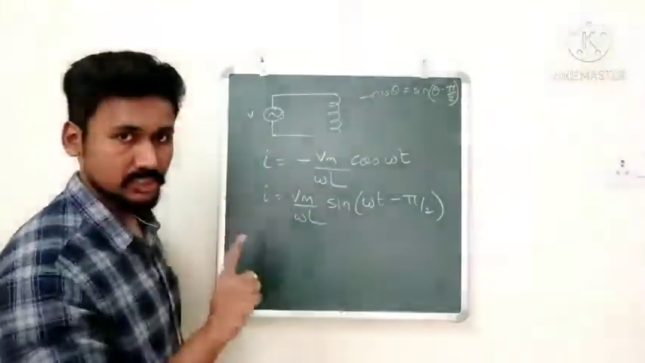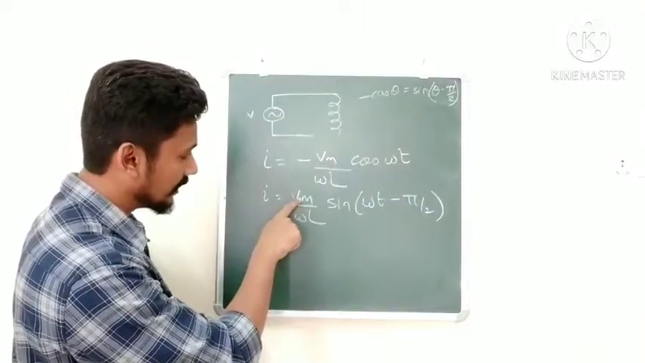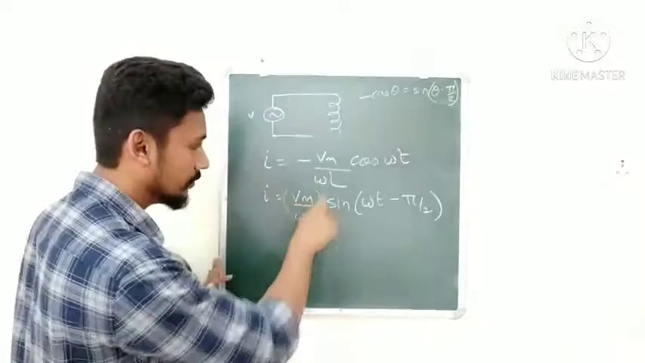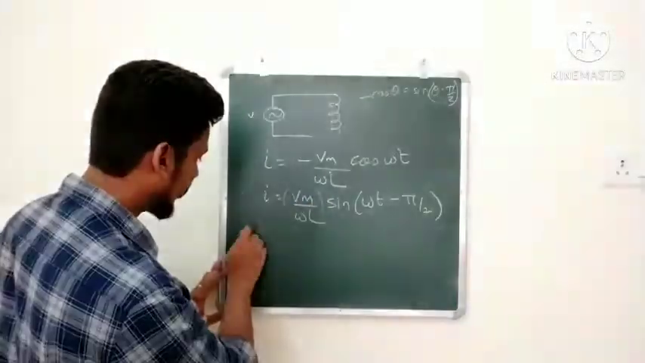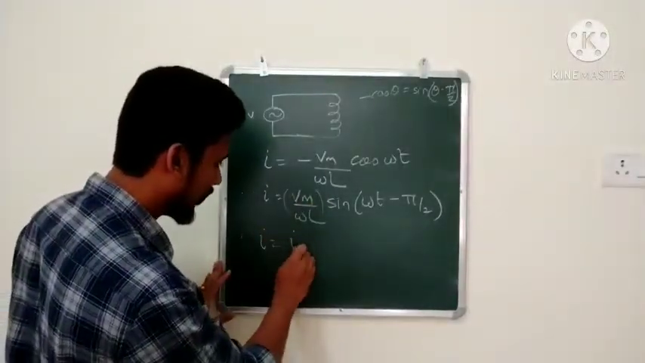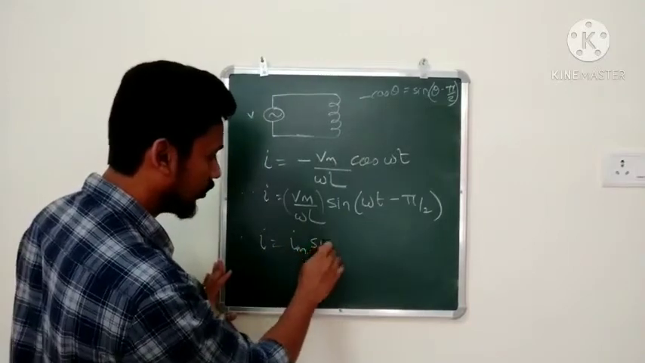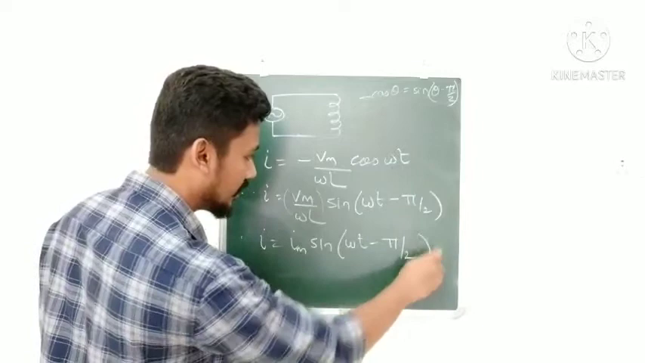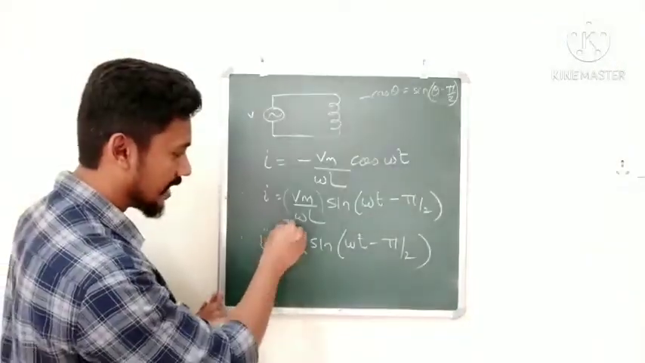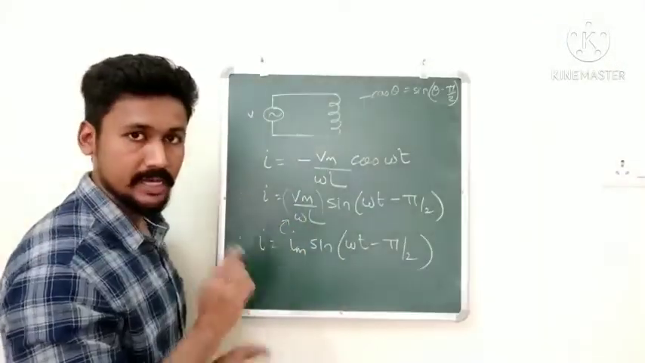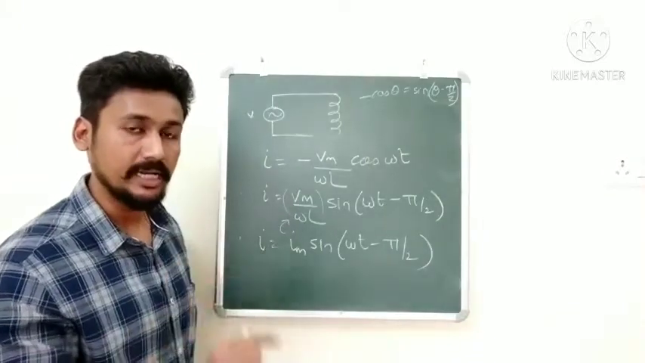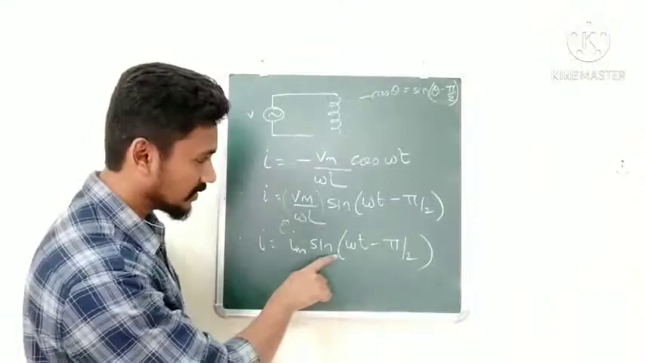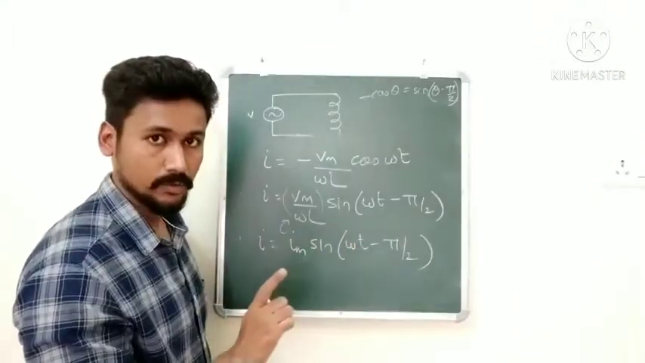And we will make one more change now. What do you see over here? We see an expression Vm upon omega L. This is nothing but the peak current. So we will therefore write I is equal to Im, that is peak current, into sine of omega t minus pi by 2. What is this Im? This Im is nothing but Vm upon omega L. So in a purely inductive circuit, we get the current as Im sin of omega t minus pi by 2.